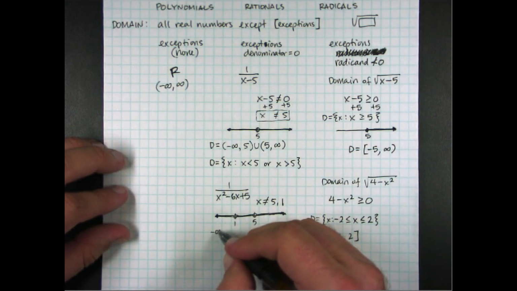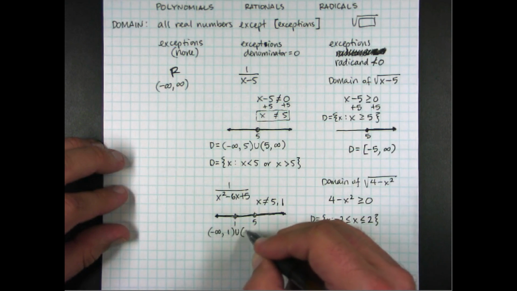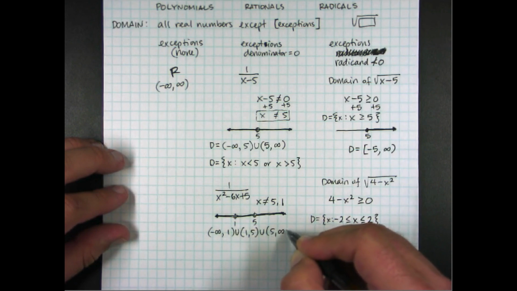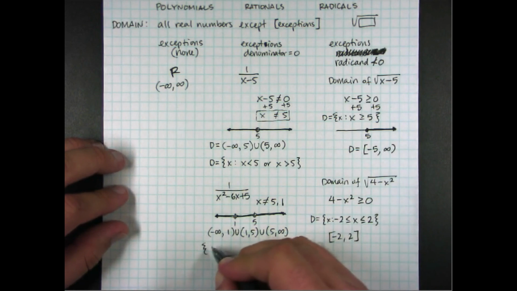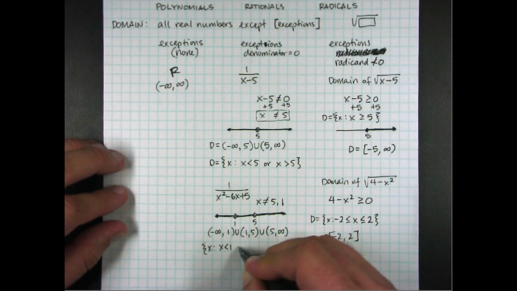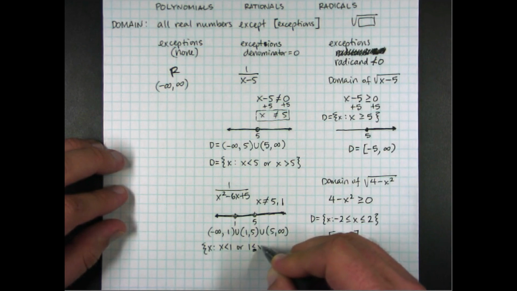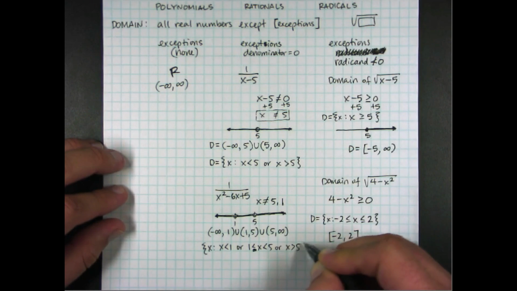Interval notation would be negative infinity to 1, union 1 to 5, union 5 to infinity, not including any points. If I wrote it in set notation, the set of x such that x is less than 1, or 1 less than x less than 5, or x greater than 5.